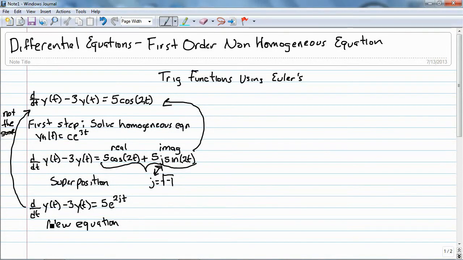Alright, so let's go ahead and solve this, and we need a non-homogeneous test solution. So our non-homogeneous test solution is going to have a form similar to this, e to the 2jt. So I'm going to have a variable a, some constant, times e to the 2jt. And now we're going to put this back into our new equation.